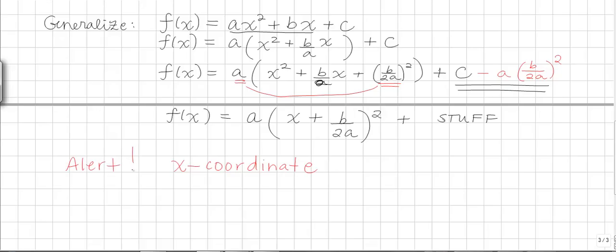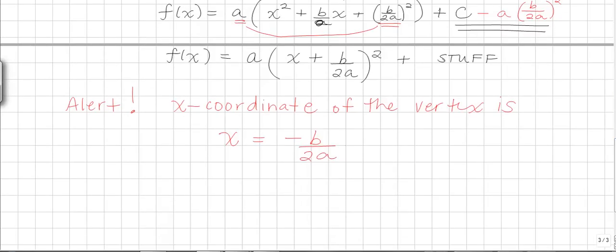So here's your big alert. The x-coordinate of the vertex of this quadratic function must be left b over 2a units, or x equals negative b over 2a. And then what we will do is substitute to find the y-coordinate of the vertex.